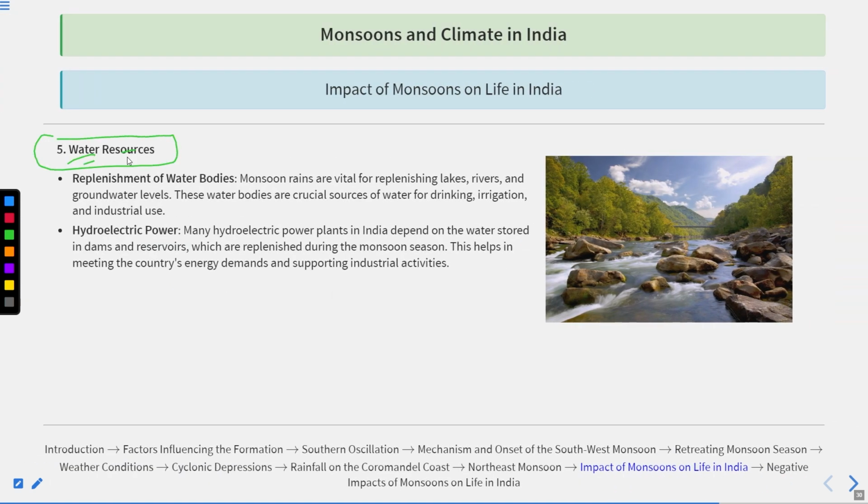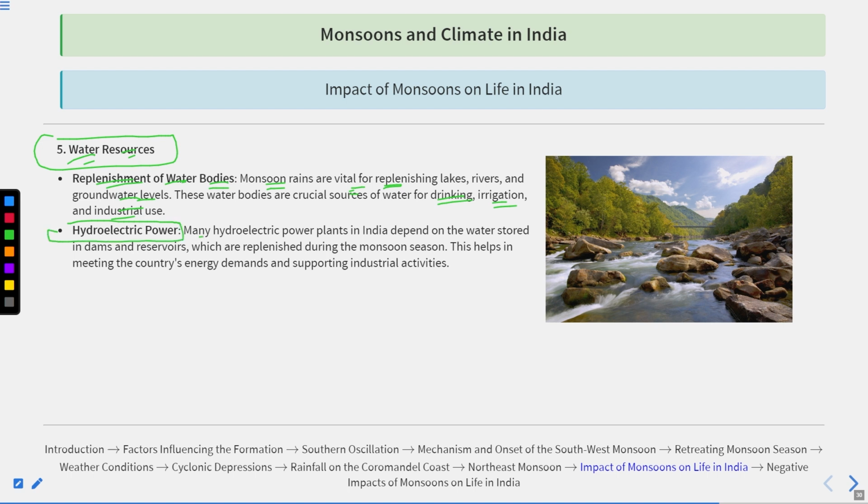Thereafter, the water resources we talk about. So, replenishment of water bodies. Basically, when we use the water resources, the water in those resources gets depleted because of consumption. So, monsoon rains are vital for replenishing the lakes, rivers, and groundwater levels. These water bodies are crucial sources of water for drinking, irrigation, and industrial usage.